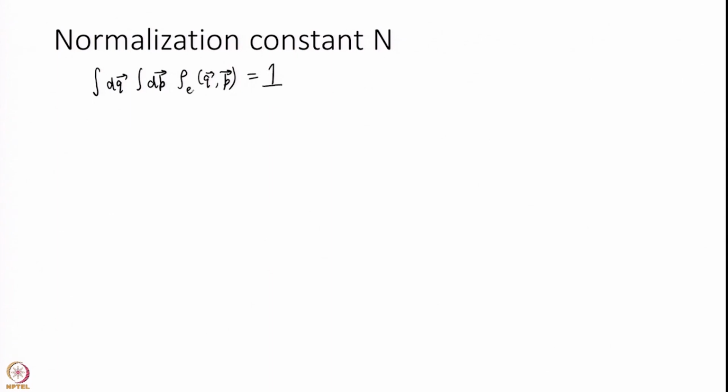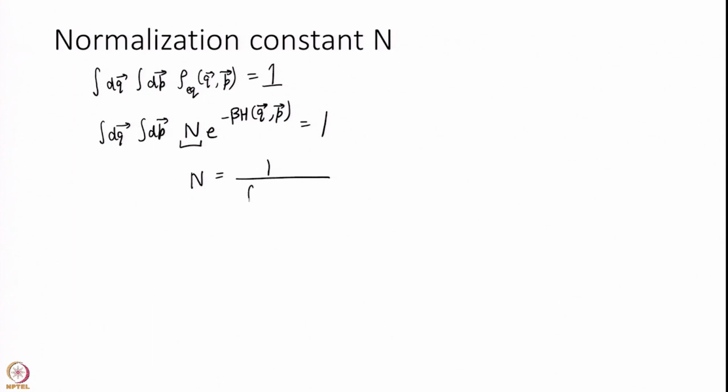Well, this should also be true for the equilibrium density matrix. Rho equilibrium is just a special case of a density matrix, so this must also be true. So, I get the integral dq integral dp n into e to the power of minus beta h. n is a number, it is a constant, so I take it out of the integral and I get n equal to 1 over integral dq integral dp e to the power of minus beta h of q comma p.